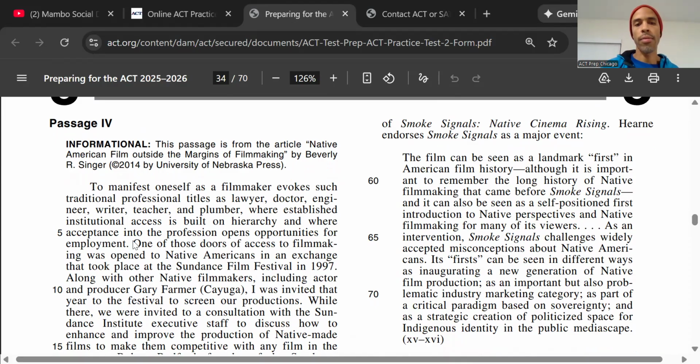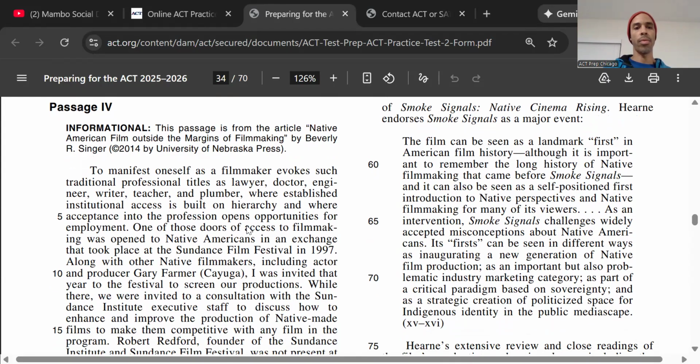I usually try to get that first sentence pretty good because it gives you an idea of what they're going to be talking about. Okay, so being a filmmaker is kind of similar to those other professional titles or professional careers. In that you have to what? Establish institutional access, build a hierarchy. That means you got a top-down leadership and you got to be accepted into the profession for an opportunity.